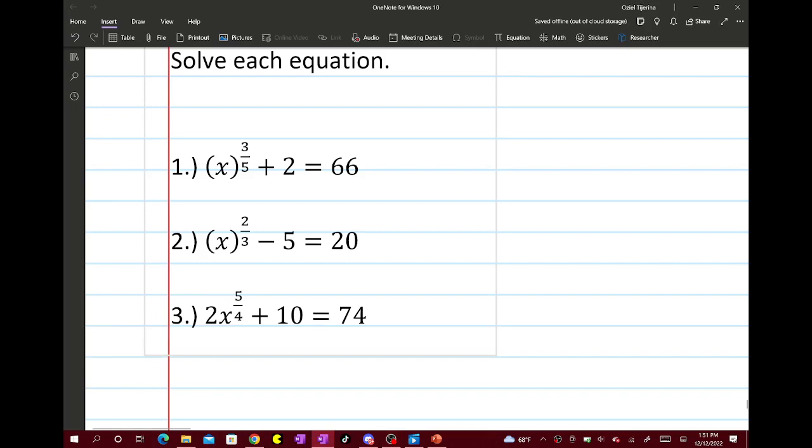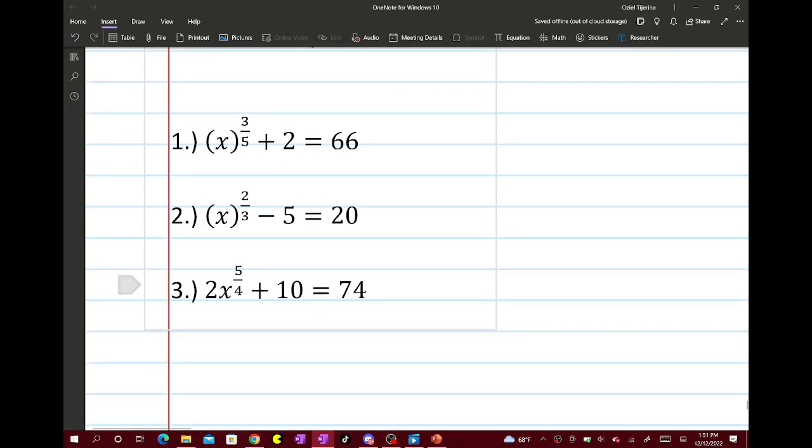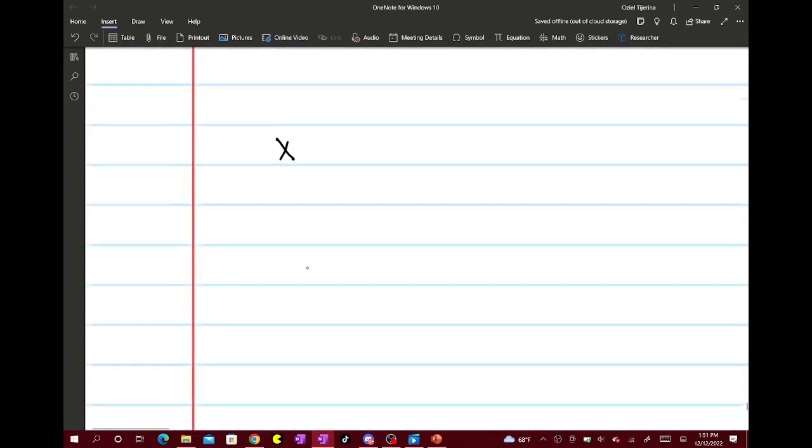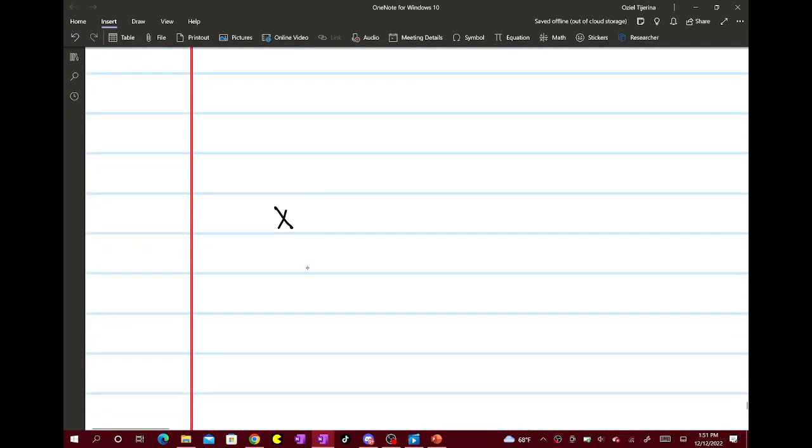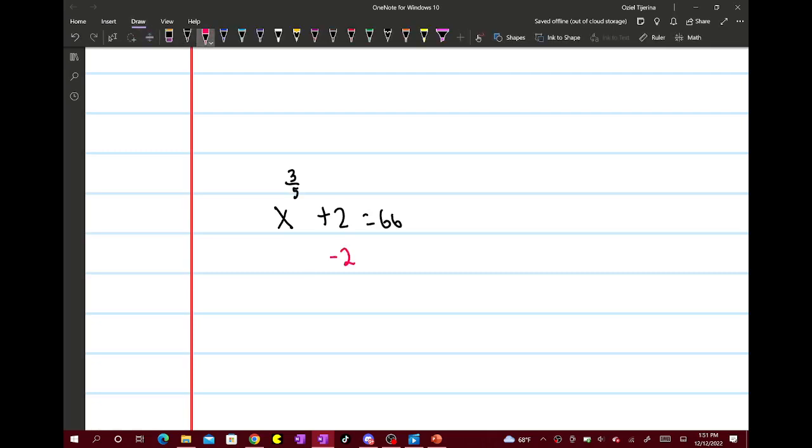So here we have x to the 3/5 plus 2 equals 66. We have these three, right? So we want to solve each of them for x. Let's look at the first one: x to the 3/5 plus 2 equals 66. What you're going to do is subtract 2 on both sides. This gives you x to the 3/5 is equal to 64.